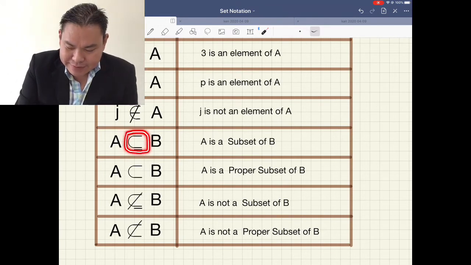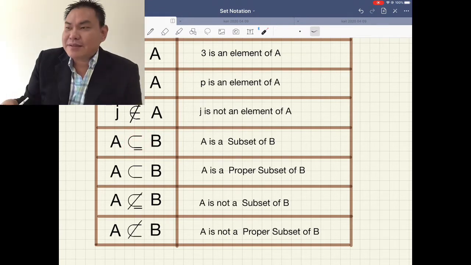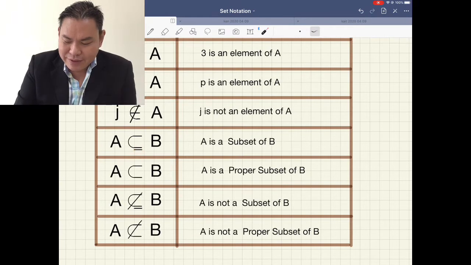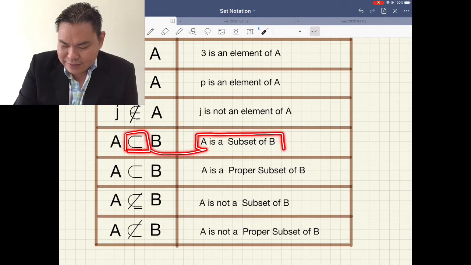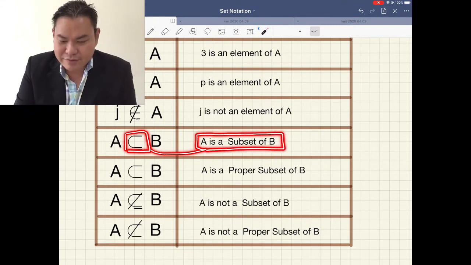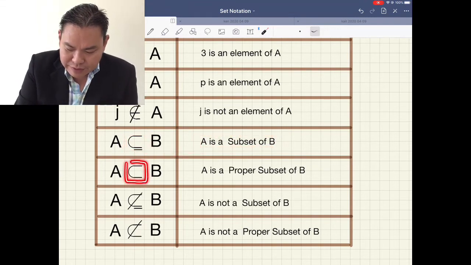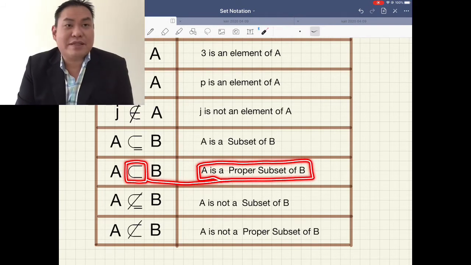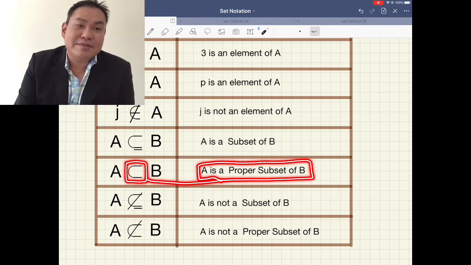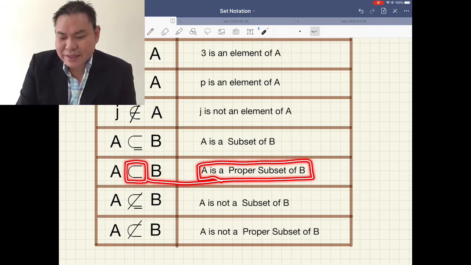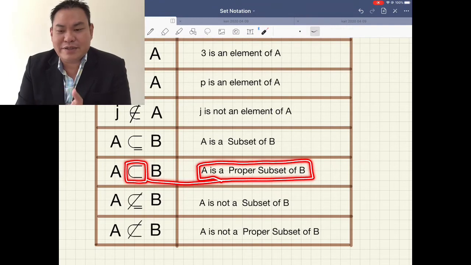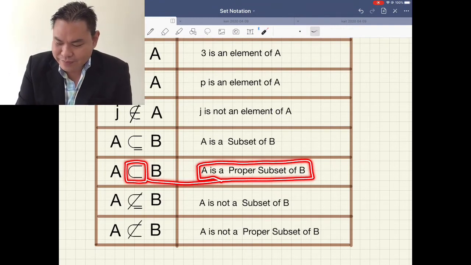This one looks like the letter U rotated 90 degrees clockwise with a small line below. This notation is called subset. So you read this as A is a subset of B. The next one, similar to that, without the extra line below, we call it a proper subset. A is a proper subset of B. Some students get confused with this. Later in the video, I'm going to explain the difference between the two.